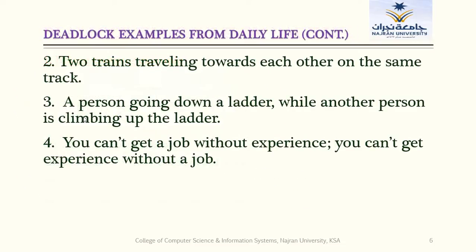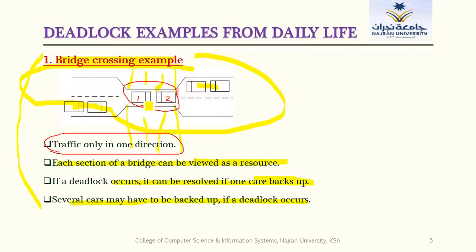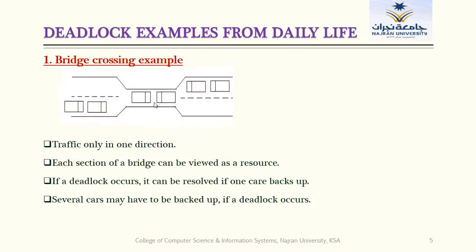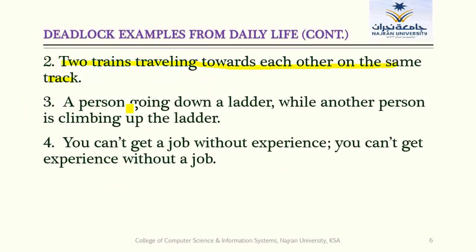We have some more examples. For example, two trains traveling towards each other on the same track. If they are coming on the same track and traveling towards each other, there will be a situation in future that deadlock will occur. They will be in front of each other, like here the two cars are in front of each other. Another example is a person going down a ladder while another person is climbing up the ladder. One is going down, another is going up.